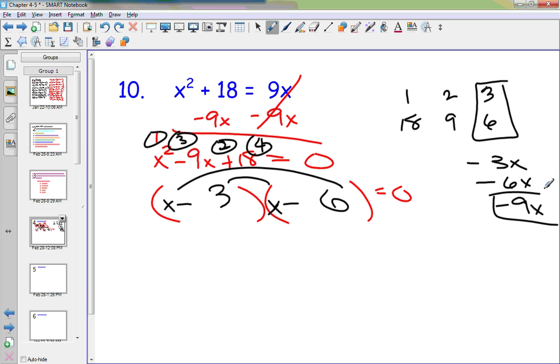Now what? I factored in two binomials. What's the next step? Set the GCF in each binomial equal to 0. Do I have a GCF? No. Do I have two binomials? Yes. So I need to set each one of those equal to 0. So x minus 3 is equal to 0 and x minus 6 is equal to 0. Now what?